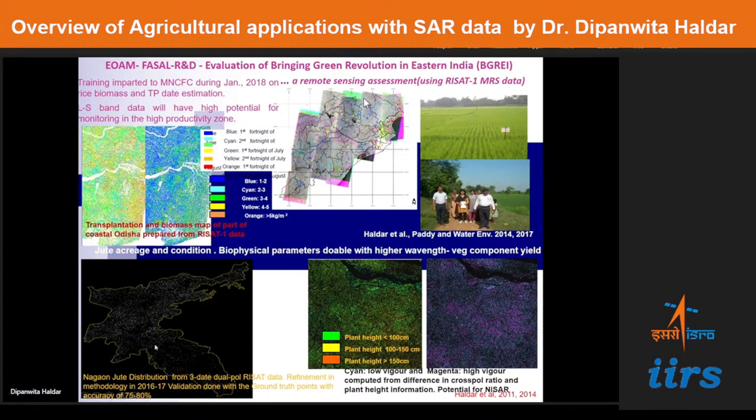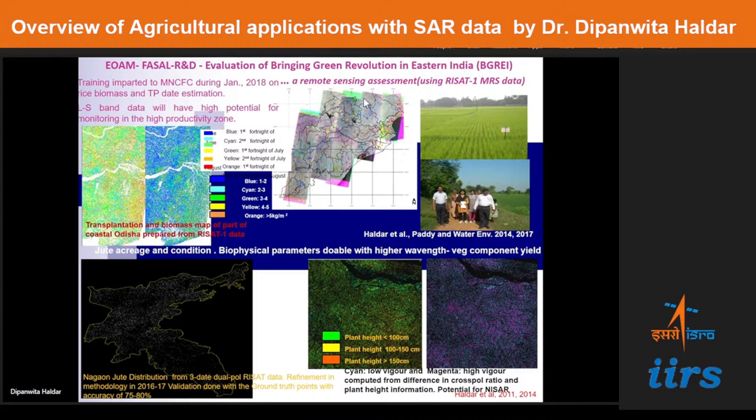Another important crop is the jute crop, in the lower images. Nagaon is a district of Assam where jute distribution mapping from 3-date dual-polarized ISRO data was carried out during 2016-17, and this input was given to the Ministry of Textiles. Here, in these two maps, the greenish one is a plant height map, because jute is an important fiber crop grown in 2 or 3 states in India and also in the country of Bangladesh.